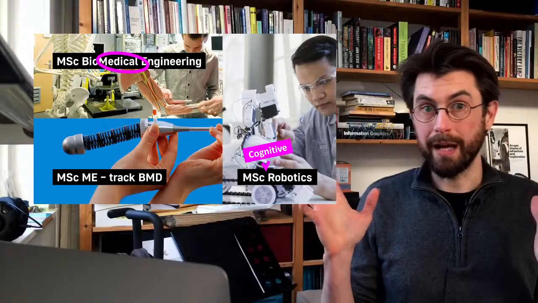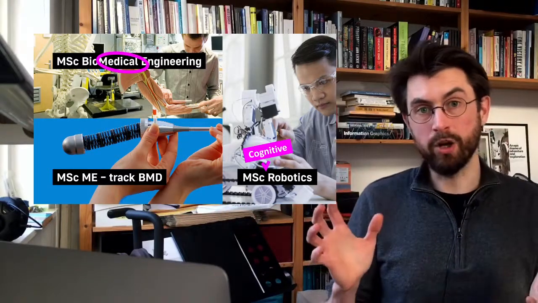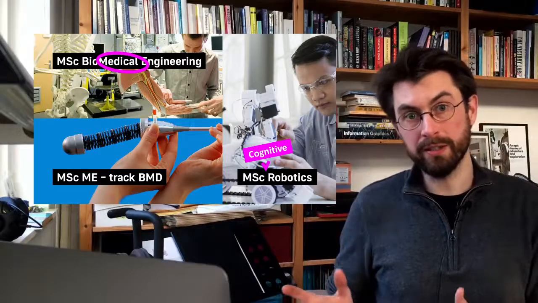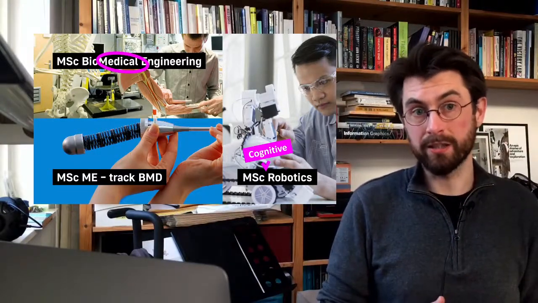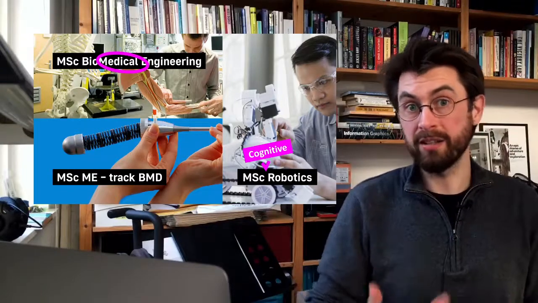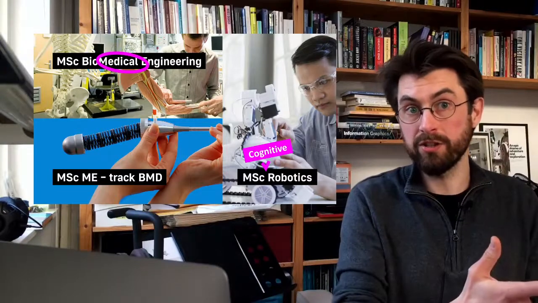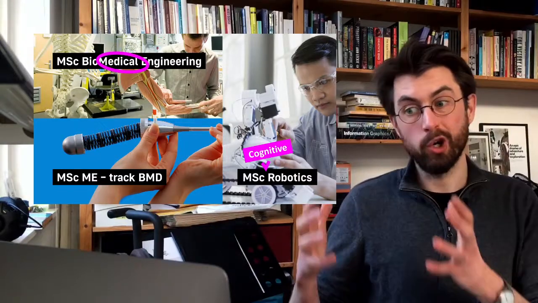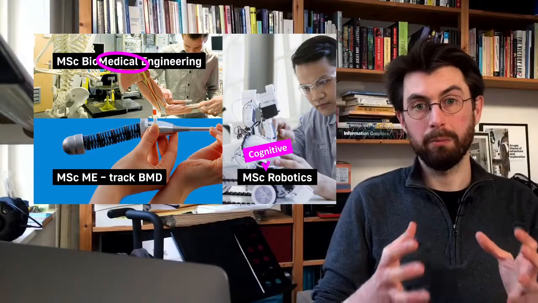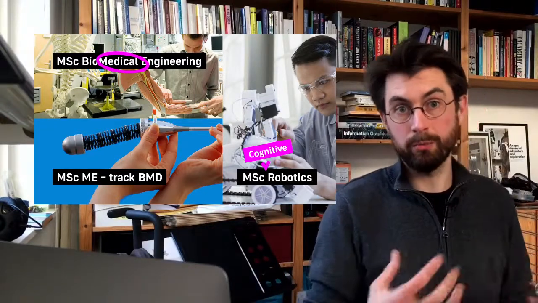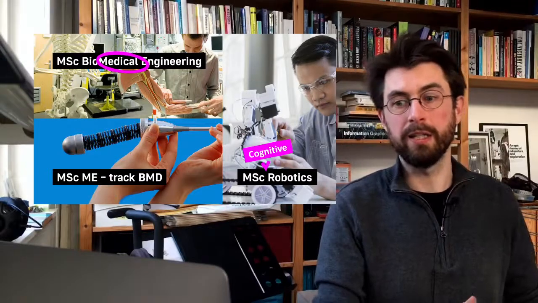And the one thing that both these answers have in common, the difference with BME and with robotics, is again, BMD is a track within the mechanical engineering master, so you also become a mechanical engineer. When you do one of those other masters, you'll become either a biomedical engineer, that will be on your diploma, or a robotics engineer will be on your diploma. But if you choose BMD, your diploma will say mechanical engineer and the track biomechanical design.